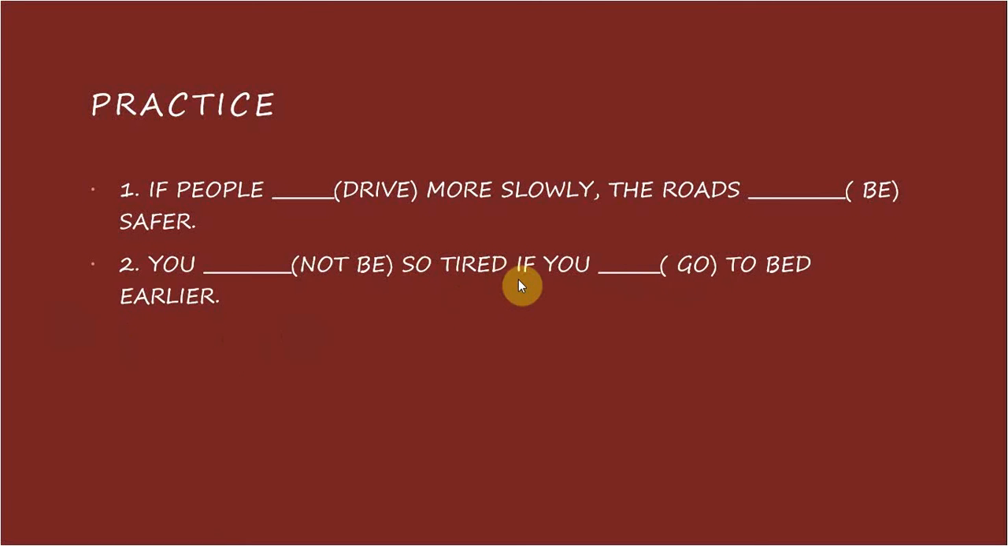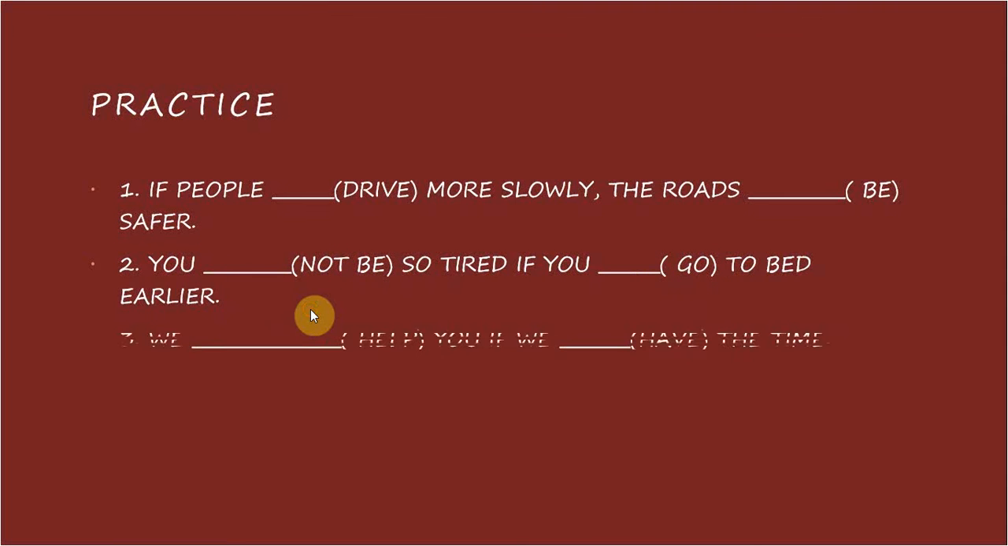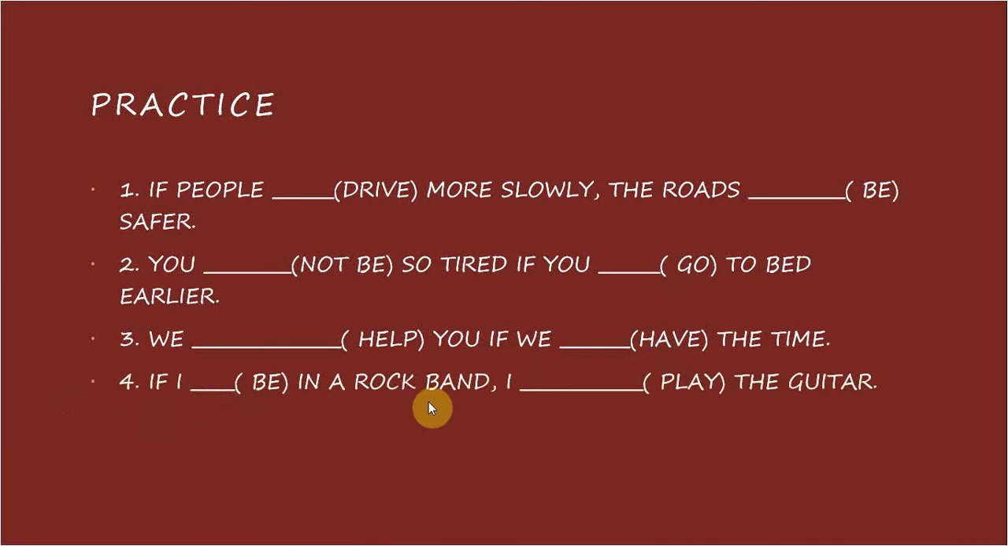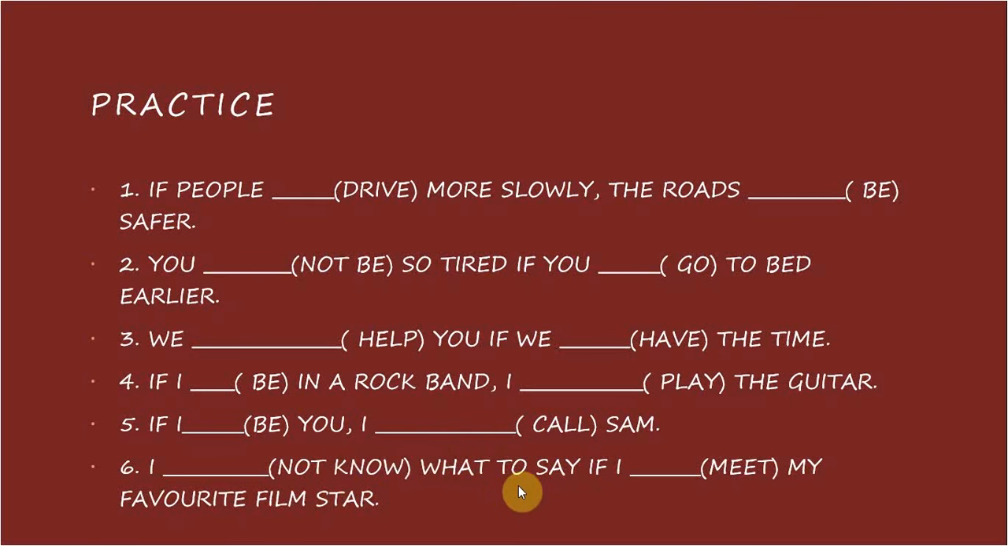Here we have if sentence here, so go goes into past simple tense and not be goes into would plus infinitive. We help you if we have the time. So this is the main sentence, we put would or wouldn't, and here we put have in past simple tense. If I be in a rock band, here is if sentence, I play the guitar. This is the main sentence. If I be you, I call Sam. And I not know what to say if I meet my favorite film star.